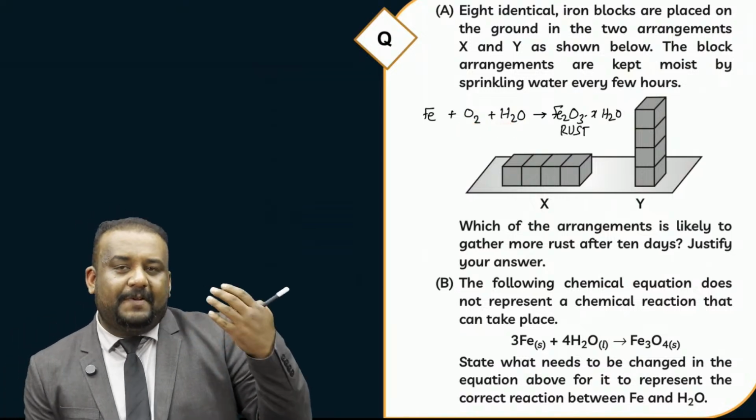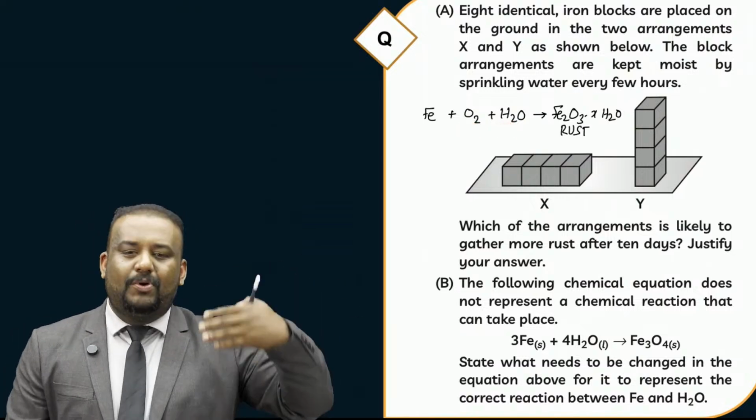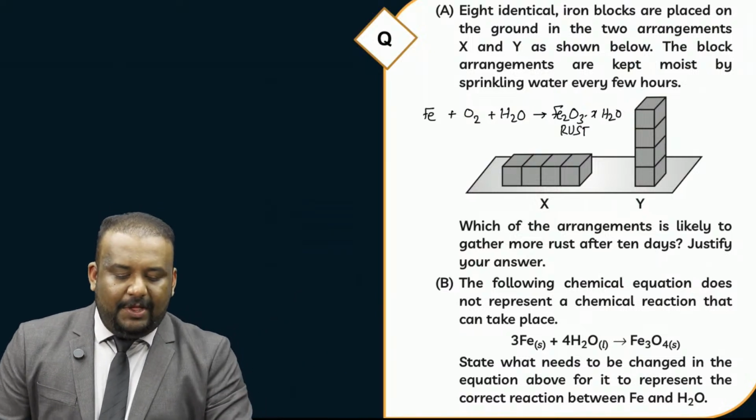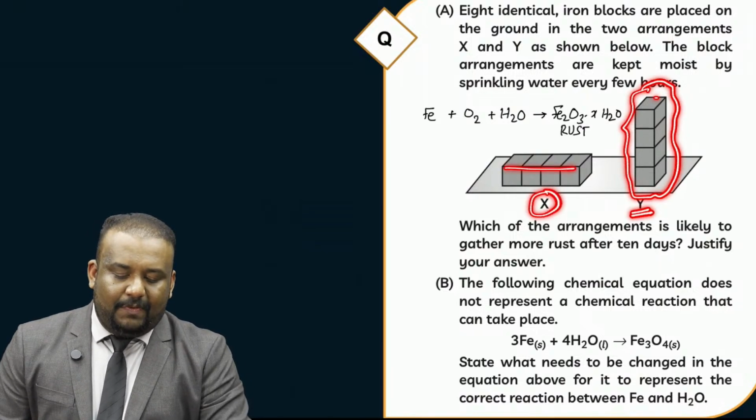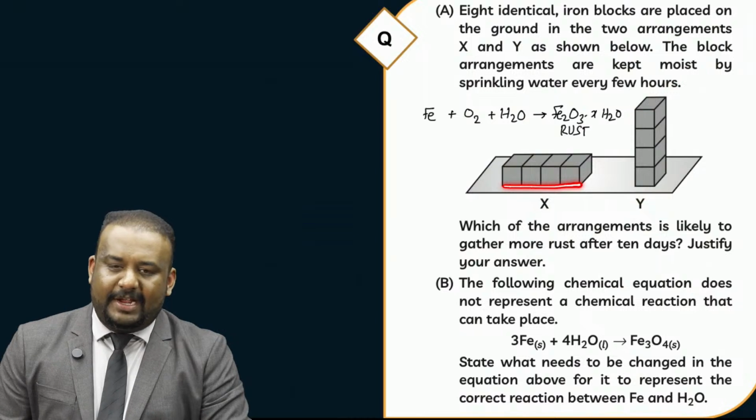And the more surface is exposed towards these agents, the more will be the rate of rusting. So here you can see that the most exposed surface is for Y, but X is kept like this. So what happens is the below surface is not in contact with air.